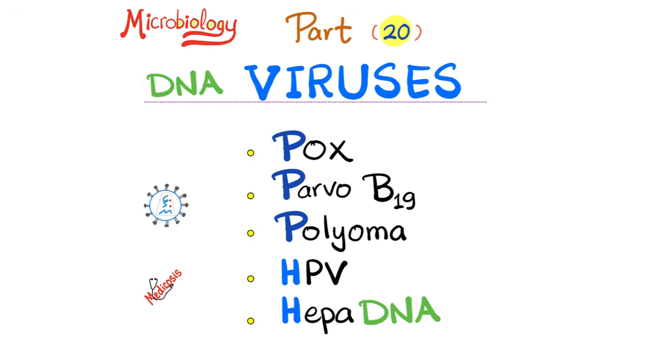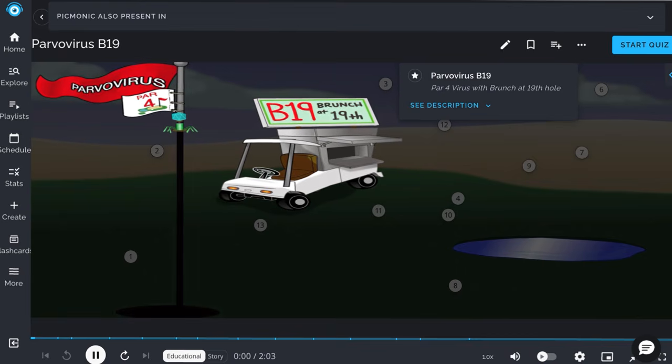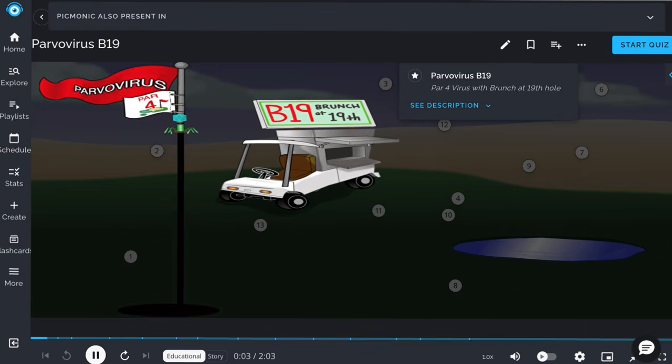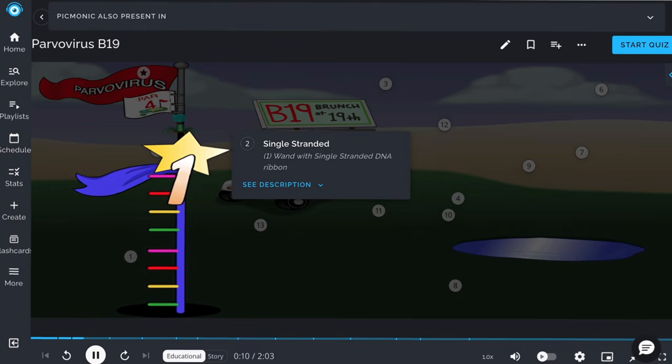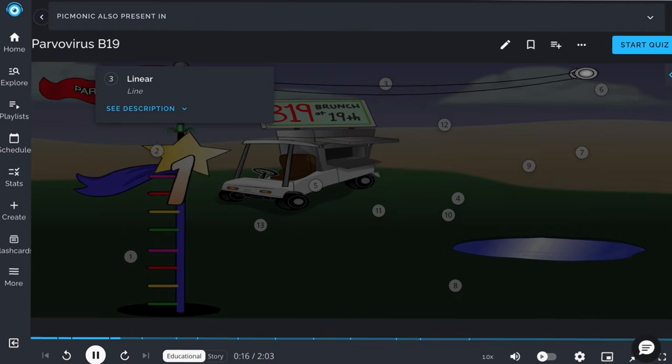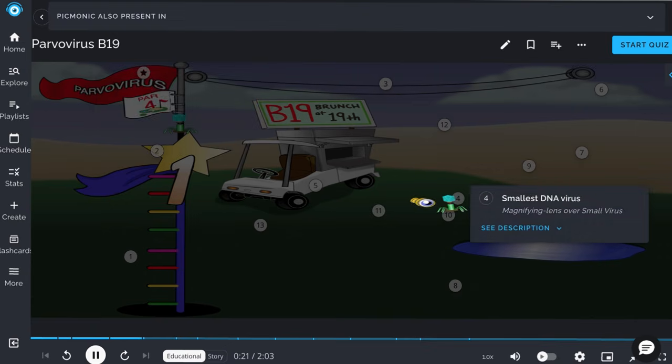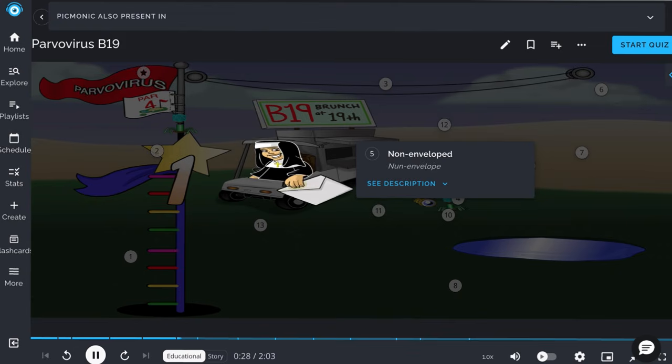Next, Parvo B19. Parvovirus B19, portrayed by the Par4 virus with brunch at the 19th hole, is a DNA virus, shown by the DNA. This virus is the only DNA virus that is single-stranded, illustrated by the single-stranded helix with a one-wand flagpole. And it has a linear genome, depicted by the pulley line. The line should help you remember the linear part. This virus happens to be the smallest DNA virus, which is why the king is looking at the virus through a magnifying lens. This is a non-enveloped virus, shown by the nun holding an envelope.